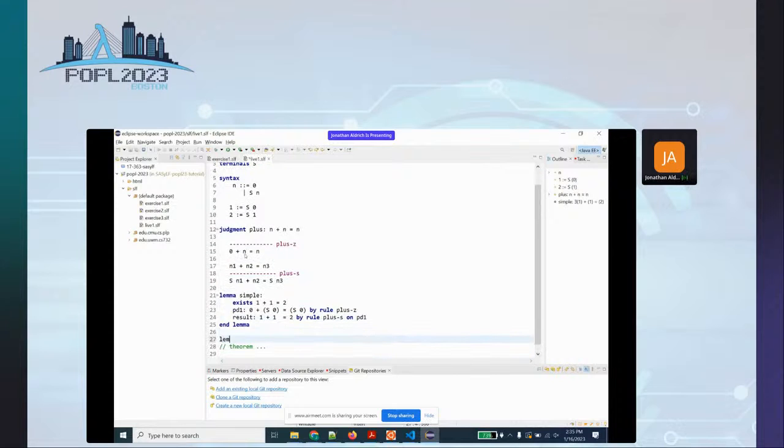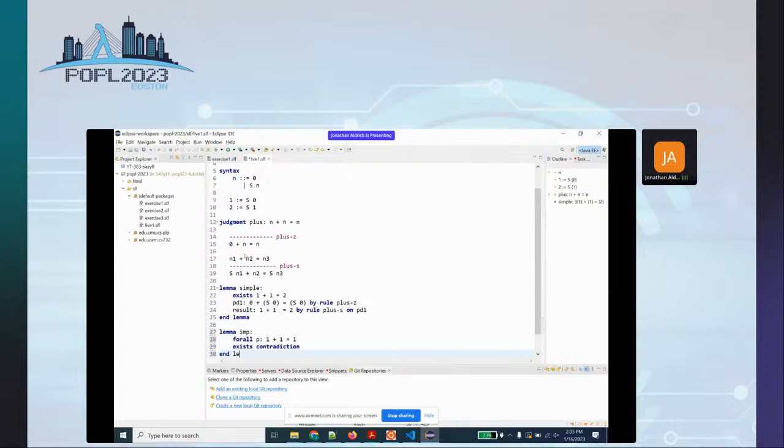Let's look at another sort of simple one that says if you have 1 plus 1 equals 1, then you have a contradiction. So how would we do that? How would we know, if we have 1 plus 1 equals 1, that we have a contradiction?